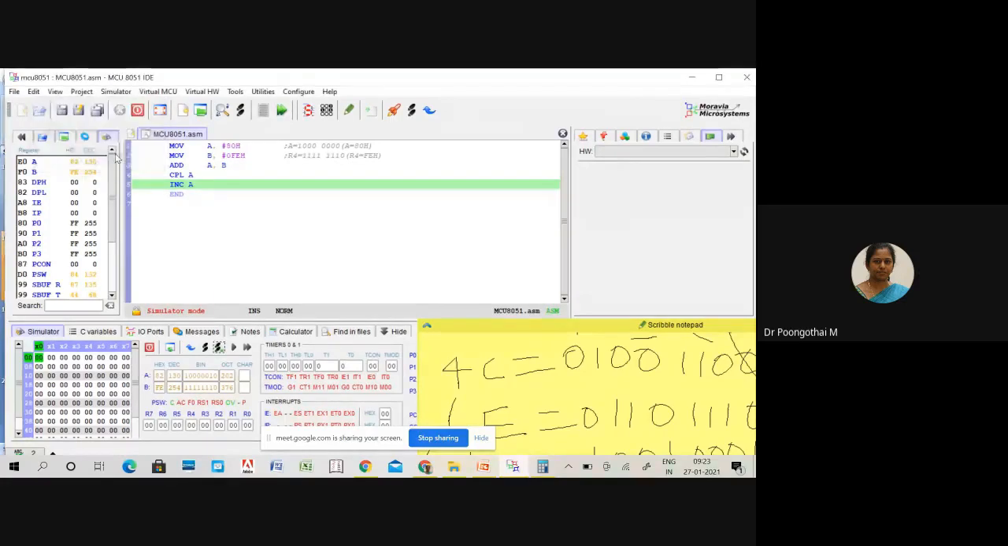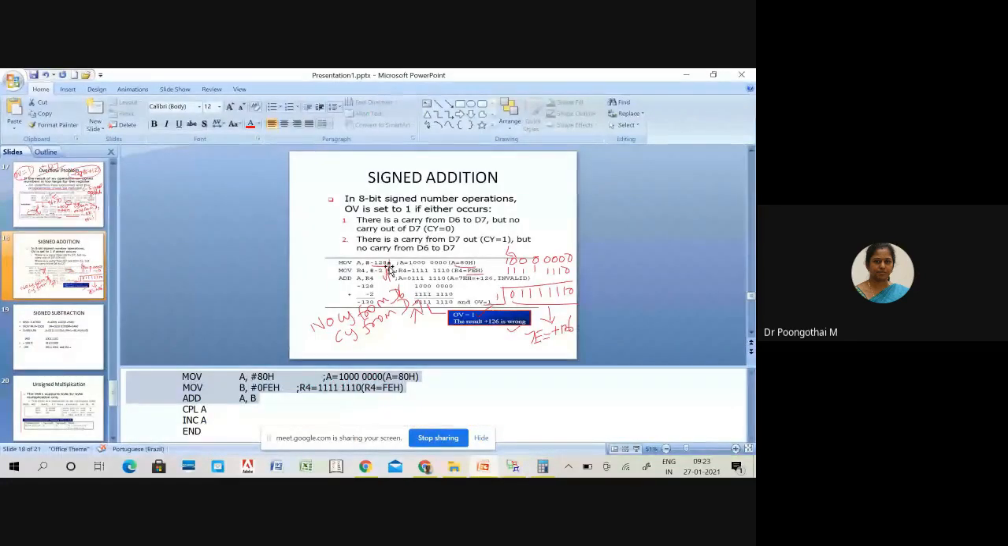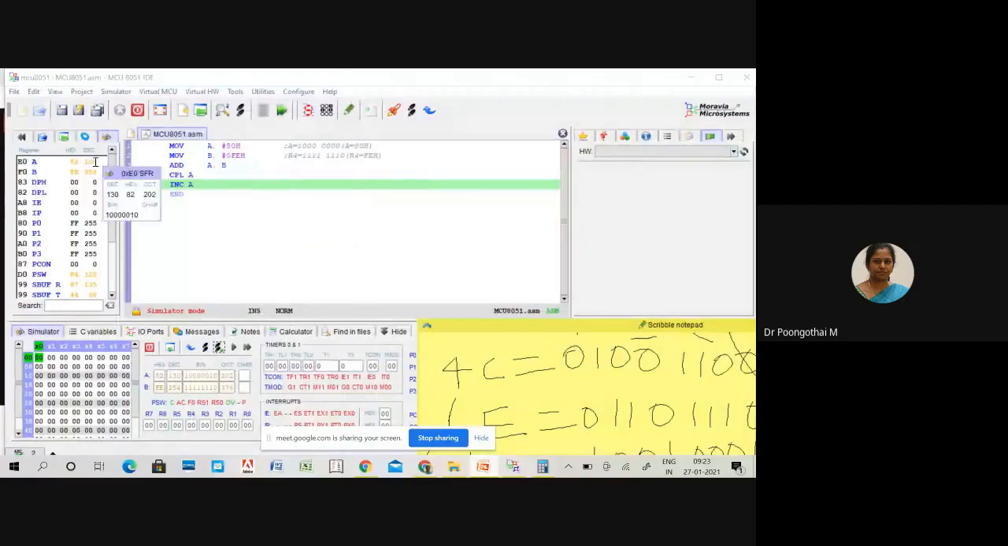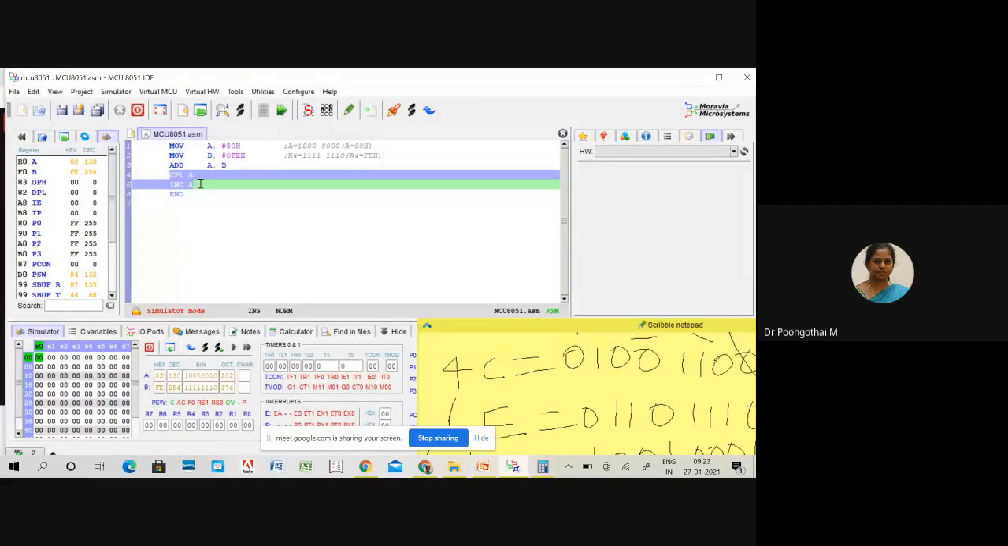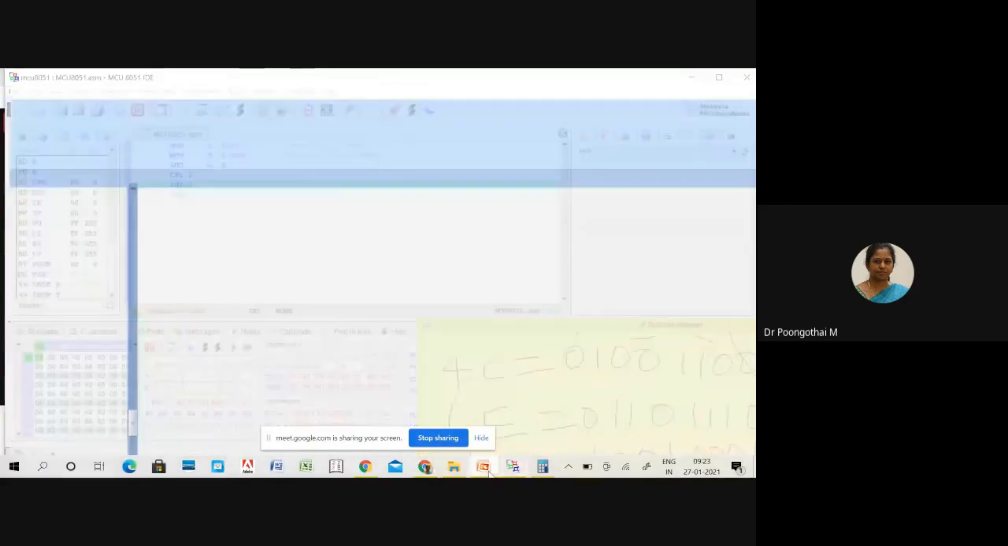So the answer is 82. So that is the correct answer. If you are adding two numbers, that is minus 128 and minus 2, you are supposed to get 130. After calculating the 2's complement value of the generated result, we are able to get this 130. But these two steps are not compulsory. If you want, you can include them. But the original answer is this one.